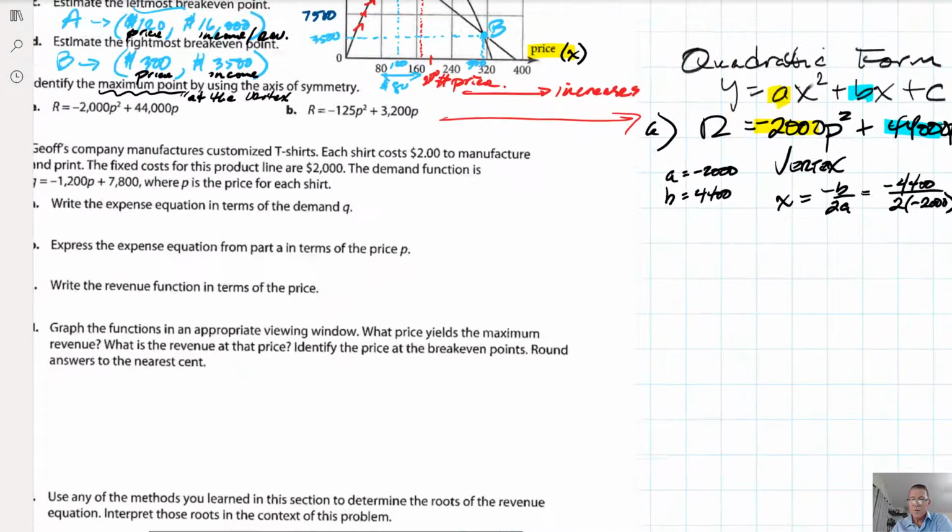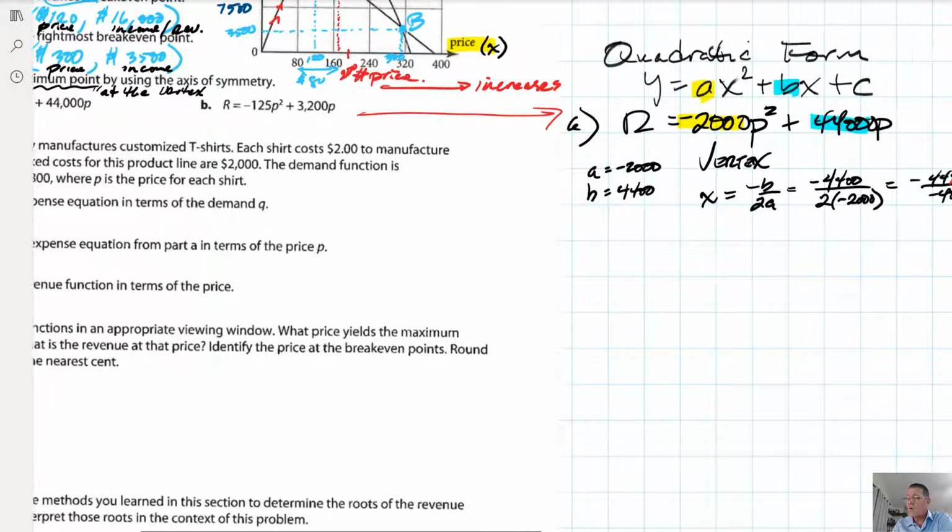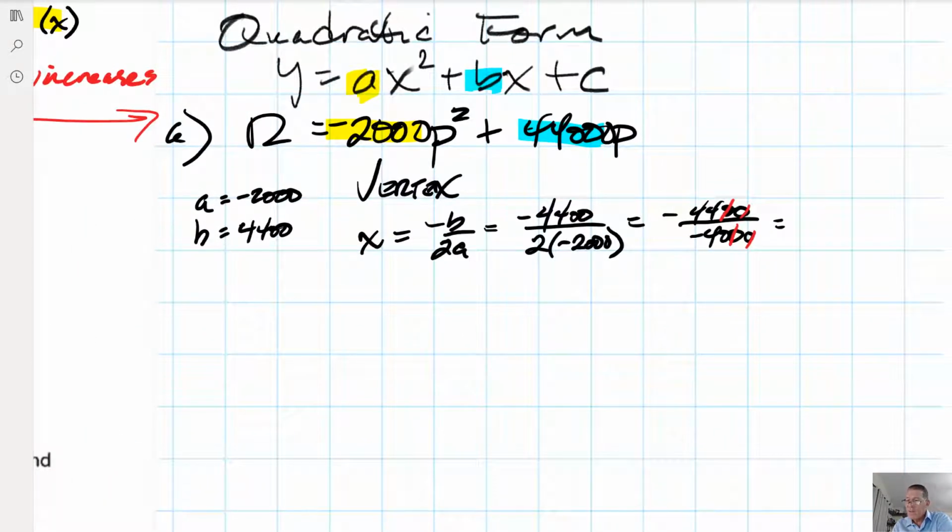Oh, I didn't write it down correctly. B is 44,000, not 4,400. Oh, that's why. Okay, I knew I made a mistake somewhere here. Okay, it's 44,000. I missed a zero, guys. Look right here. Look very closely. It's not 4,400. It's 44,000.